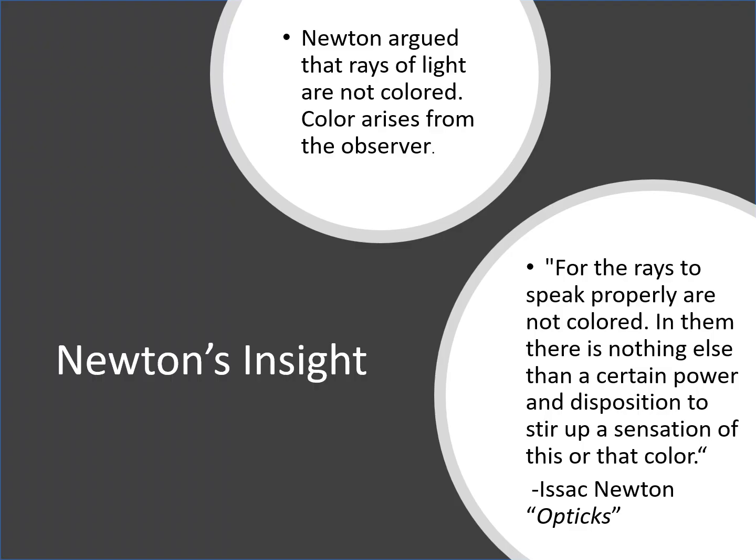Newton argued that rays of light are not colored, colors arise from the observer. This idea is not new. Isaac Newton argued in 1704 that rays of light are not colored. Instead, he suggested that color arises because the rays trigger sensations in the observer. In modern psychology, we would say that the retina and brain generate the experience of color when the cones respond to different energy levels.